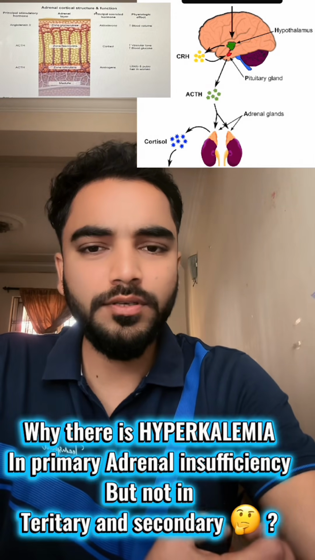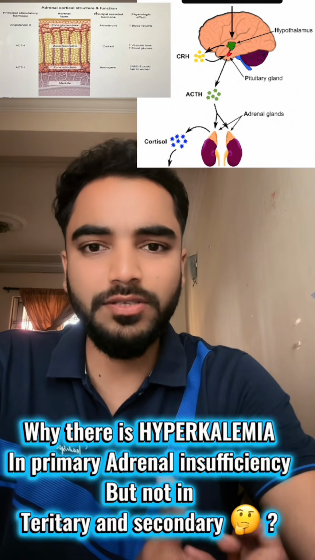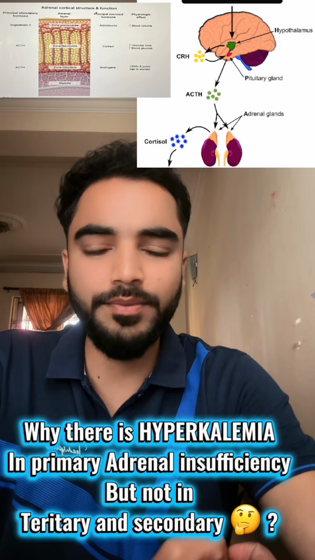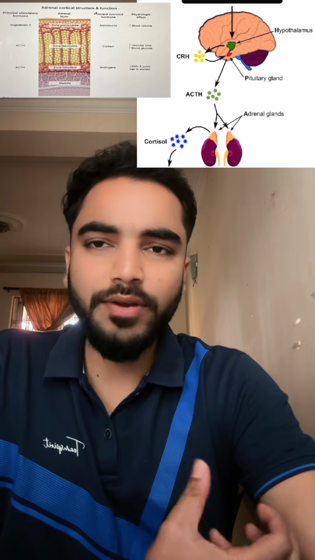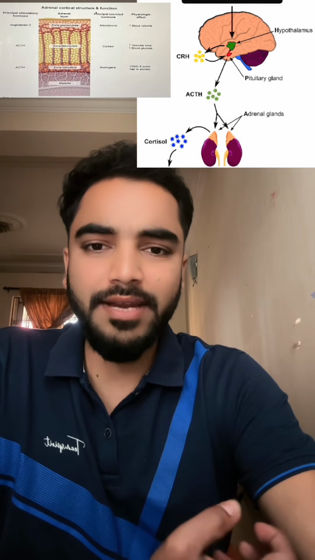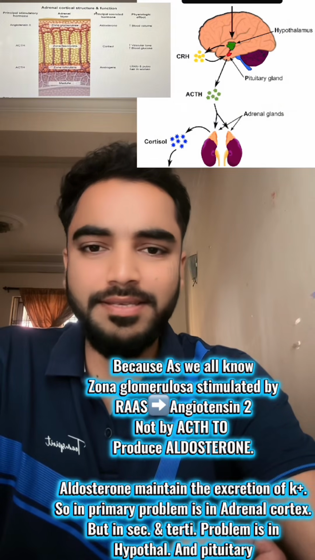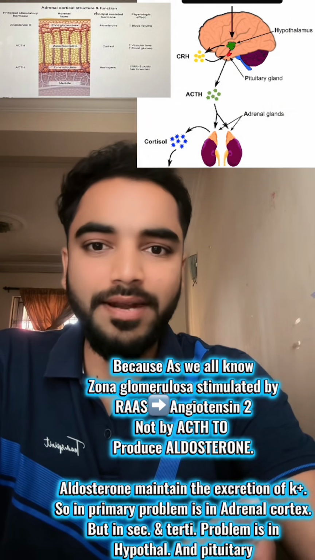Now we'll focus on one important aspect: there is hyperkalemia in case of primary adrenal insufficiency, but it is usually absent in case of secondary and tertiary adrenal insufficiency. So now we'll talk about why this happens. Hyperkalemia is usually absent in secondary and tertiary adrenal insufficiency because aldosterone production is preserved in these cases, which is not the case in primary adrenal insufficiency.